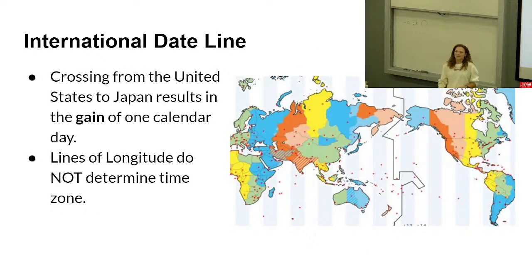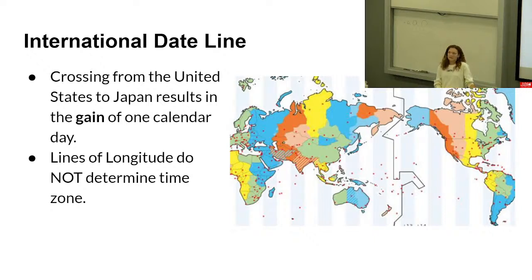Now here's our international date line. This is on the other side of the prime meridian. And so if you cross this line, let's say that we're in Alaska and it is Monday, and we cross from Alaska into Russia or Japan on the other side, you're going to gain 1 calendar day, so it will be Tuesday. So if it's Monday in Alaska and you get on a plane or a boat and you pass that international date line, it will be Tuesday. So remember, it is a gain of 1 day.